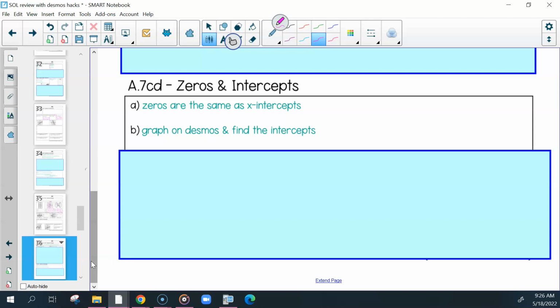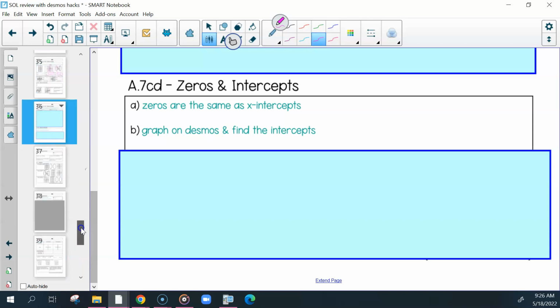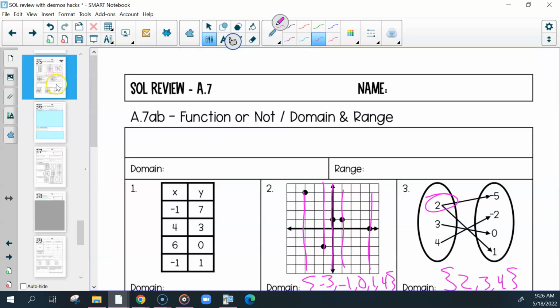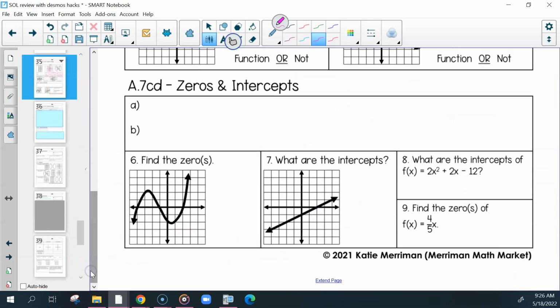Anyone still writing this down? So 6 we're going to do just off the graph. We are finding our zeros. We are looking for what? X-intercepts. Where would those be? -4, -1, and 2. In curly brackets, that would be -4, -1, and 2.